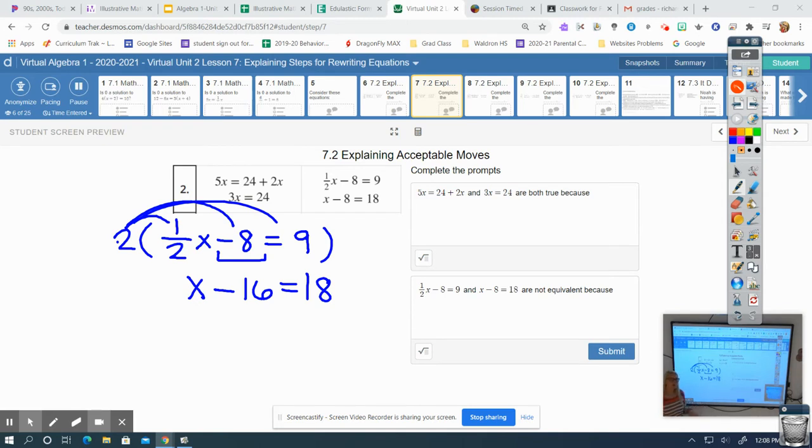So they tried to multiply the equation by 2 to get rid of that fraction, but they left out the -8, and so that messed them up. So remember, when you multiply an equation by something, you have to do it to the entire thing, or it's not going to stay equal.